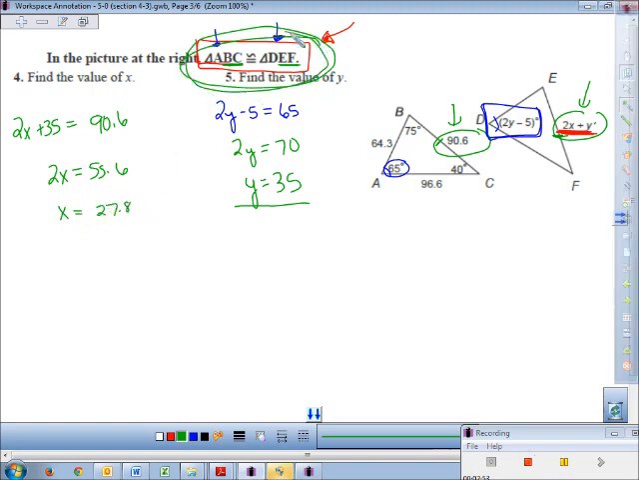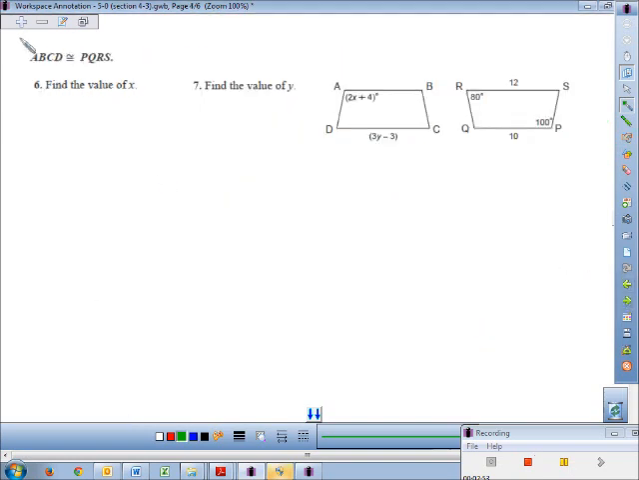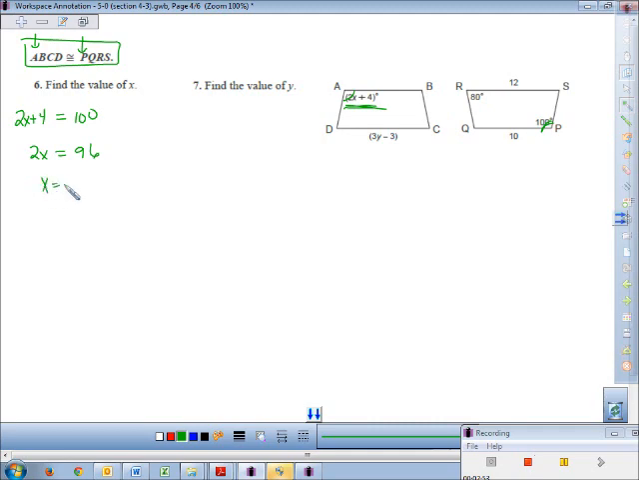So use the congruent statement to figure out what corresponds with what and solve for your variables. Let's do that again here. No more triangles. They say that this quadrilateral ABCD is congruent to PQRS. So find the value of x. Here's a guy with an x in it. It's in angle A. A corresponds with angle P, so I know that these are the same. I can write an equation with them. 2x plus 4 equals 100. Subtract 4 from both sides, and then divide by 2. 96 divided by 2 is 48.